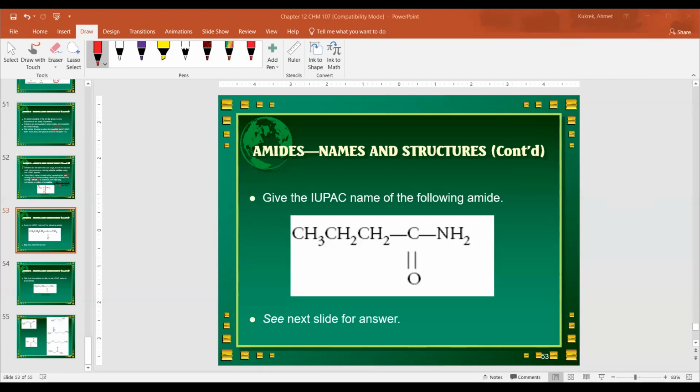This just has four carbons, so it's butanamide, right? Yep. So you're just gonna count the number of carbons.